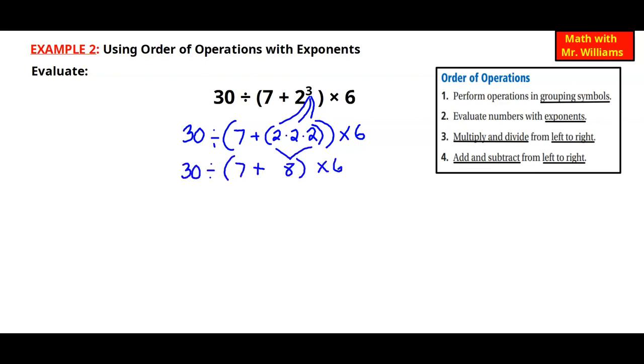So in this next part, we're going to go back to the grouping symbols, and we're going to add 7 plus 8 because we still have parentheses. 7 plus 8 will give us 15. All right, and so now we go on to the third step, which is to multiply and divide from left to right. 30 divided by 15, because we go in order from left to right. So 30 divided by 15 will give us 2. And then our last step is 2 times 6. This will give us our final answer of 12.